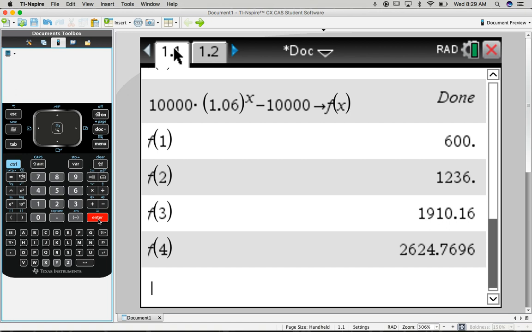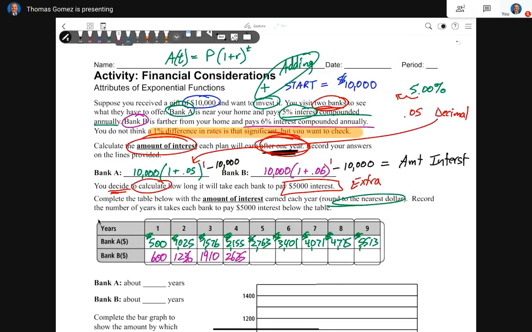And I'm going to go ahead and write this in before I transfer over to the other screen. I have 600, I have 1236, I have 1910, 2625, because you're rounding to the nearest whole dollar. And you can see the numbers are different. It's definitely more money for sure.